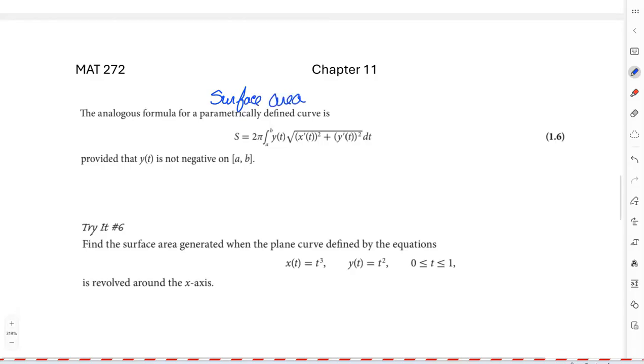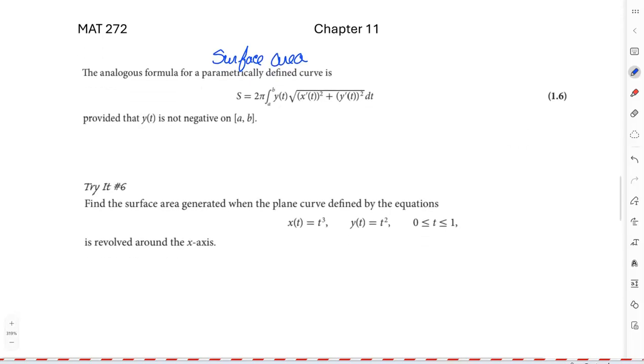Of a curve that's written parametrically, surface area would be equal to 2 pi integrating from a to b of y of t times the square root of x prime of t quantity squared plus y prime of t quantity squared. So let's look at an example for that.